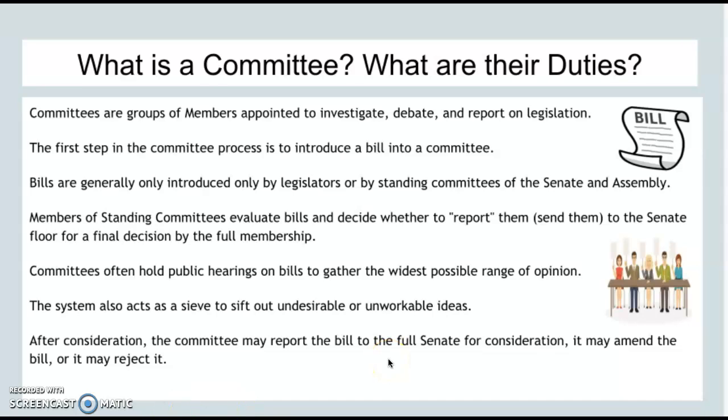Committees will also often hold hearings on bills to gather the widest range of opinion, whether it be from other board members or citizens. The committee acts as a sieve to sift out undesirable or unworkable ideas. What this means is that the committee will go through all bill proposals, and they will pick out which bills they think will be very successful. After consideration and talking it through with all the members, the committee may report the bill to the full Senate for consideration. It may amend the bill, which is that they make changes to make it more formal, or it may be rejected, which in this case the bill will be tossed aside.